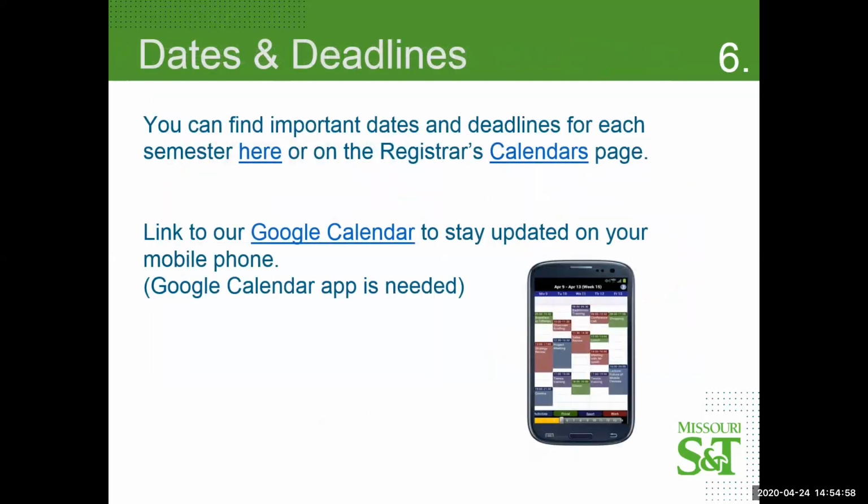Here is the access to the dates and deadlines that I mentioned earlier. If you click on here, you can go to the distance website's dates and deadlines, or you can also click on calendars to view the different ones at the registrar's website. If you link to our Google Calendar, you can stay updated through your phone as long as you have the Google Calendar app.